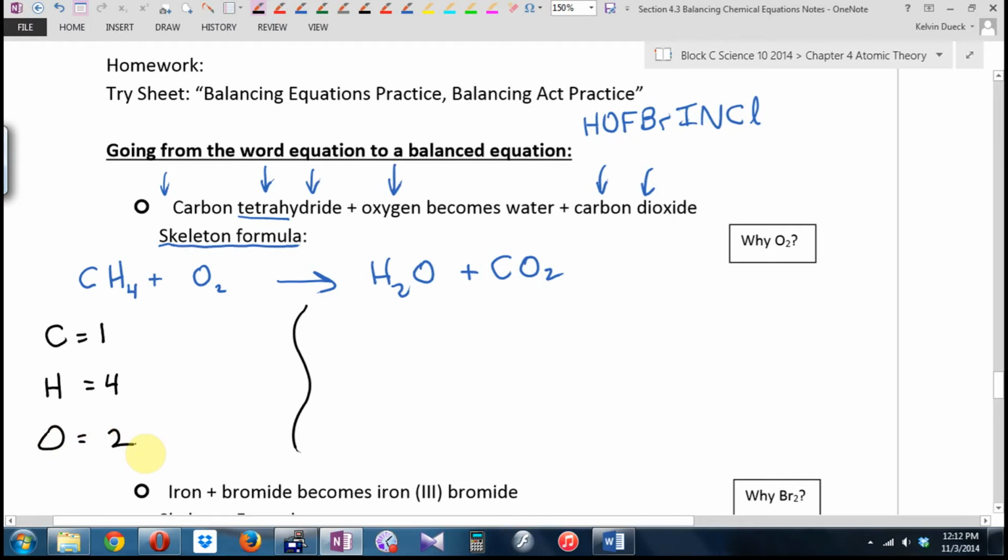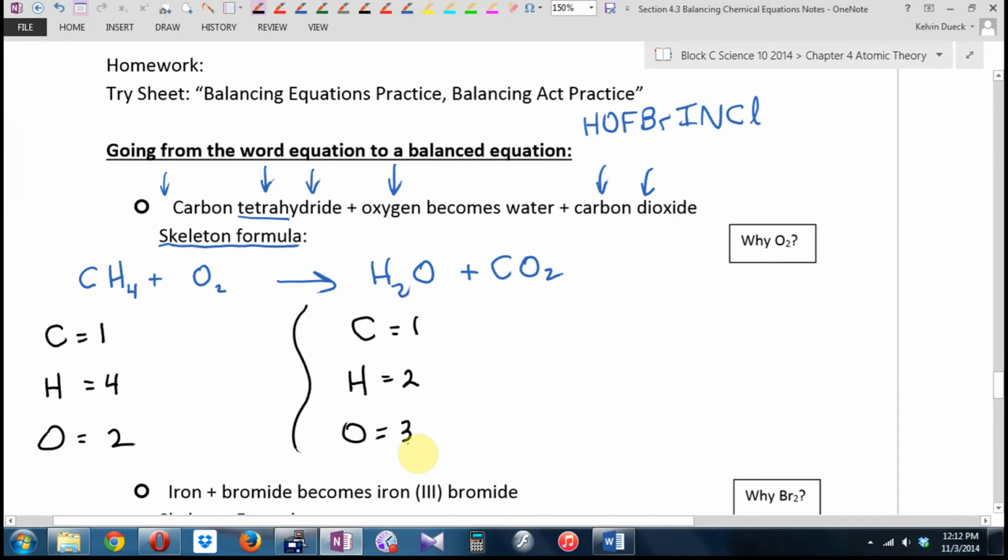On the right, how many C's do I have right now? One. Oh, maybe it's balanced. How many H's do I have right now? Two. How many O's do I have right now? Be very careful. Not two. Three. Do you see it? One in the first and two in the second. Three.